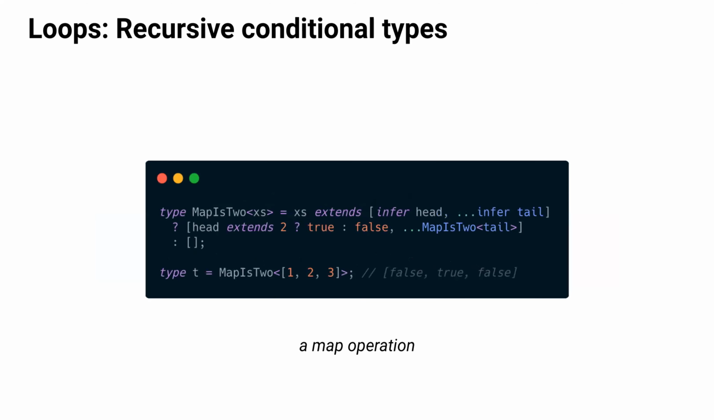Okay, so now let's implement a map operation. As you can see, it's almost the same thing, except I'm not filtering any element from the list. I'm actually transforming every element into something else. So here I'm saying if head extends 2, then true, otherwise false. So this is my mapping function, right here, and then I'm recursing. And so I'm transforming my list of numbers into a list of Booleans.